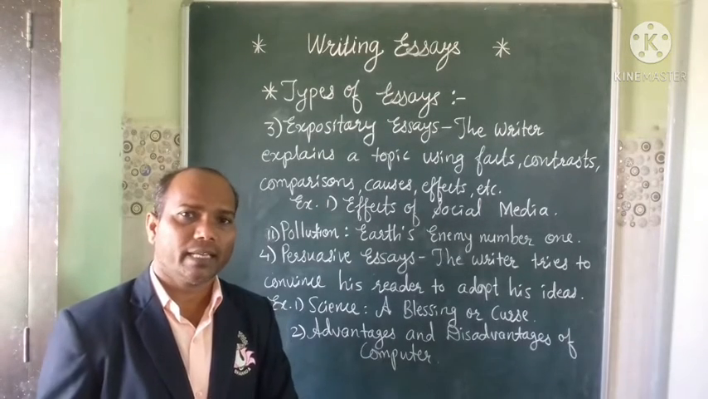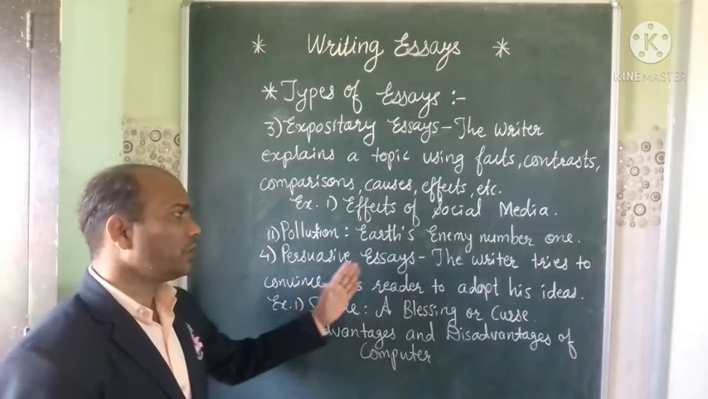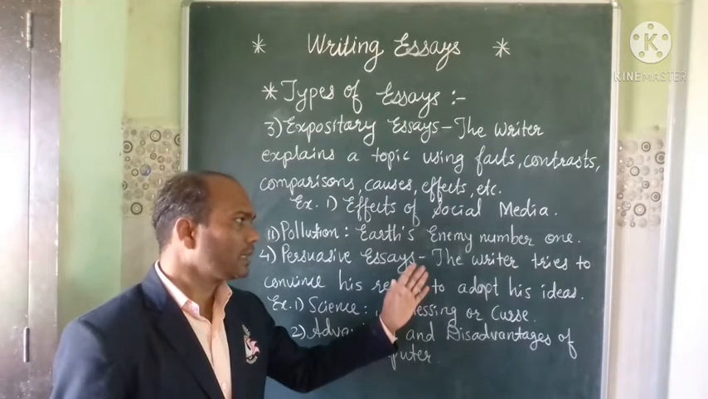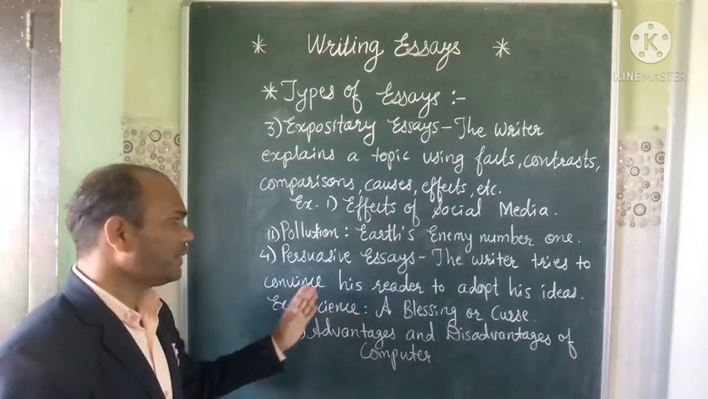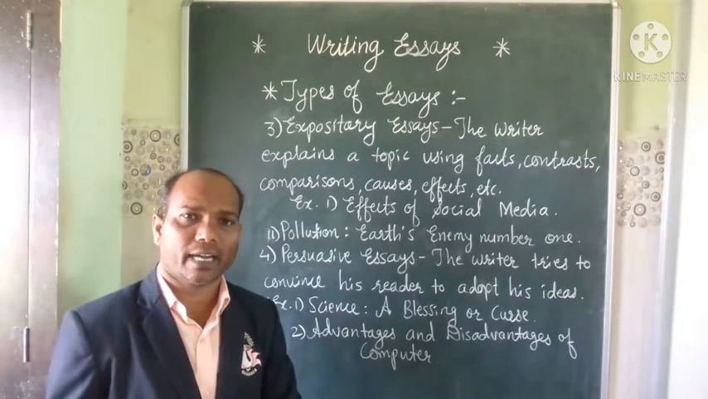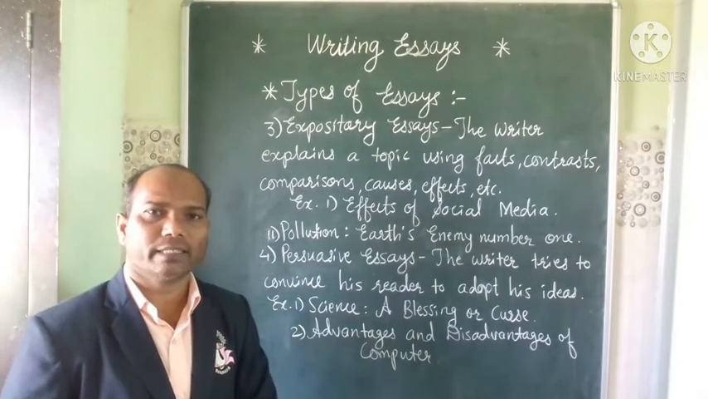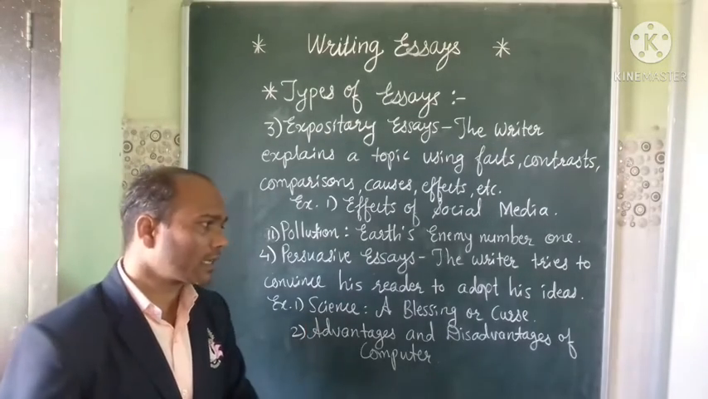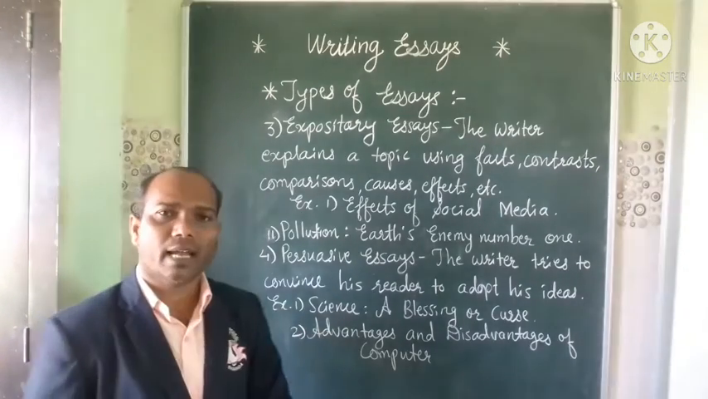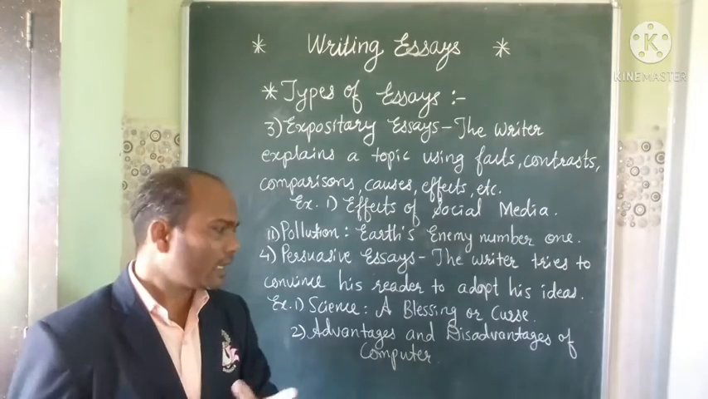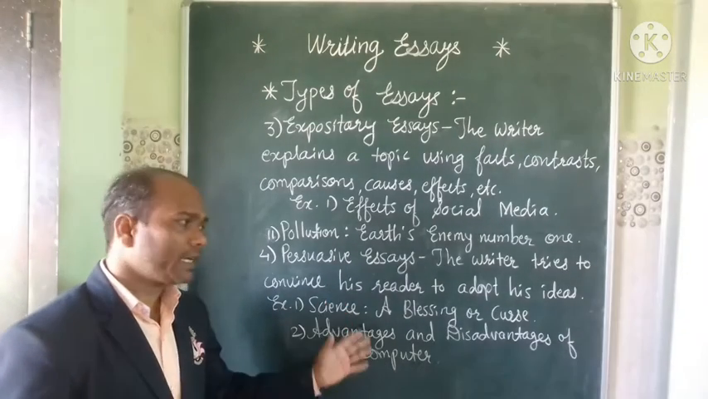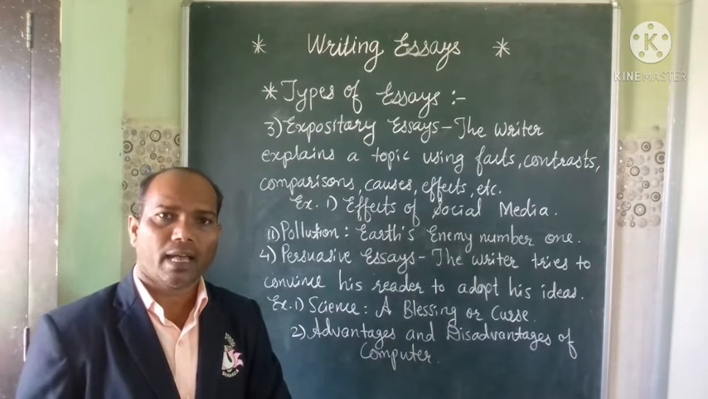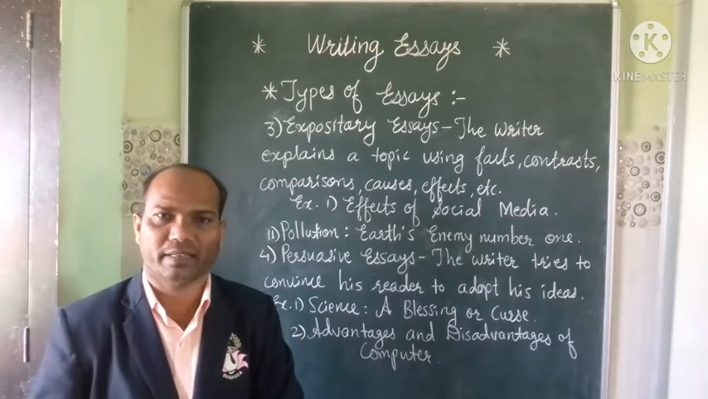The next kind of essay is persuasive essay. Here in this kind of essay, the writer tries to convince his reader to his side by telling his viewpoints or ideas. For example, science, blessing or curse. Second, advantages and disadvantages of computer. Here both the ideas are expressed by the writer, but ultimately he has to conclude with the positive idea.